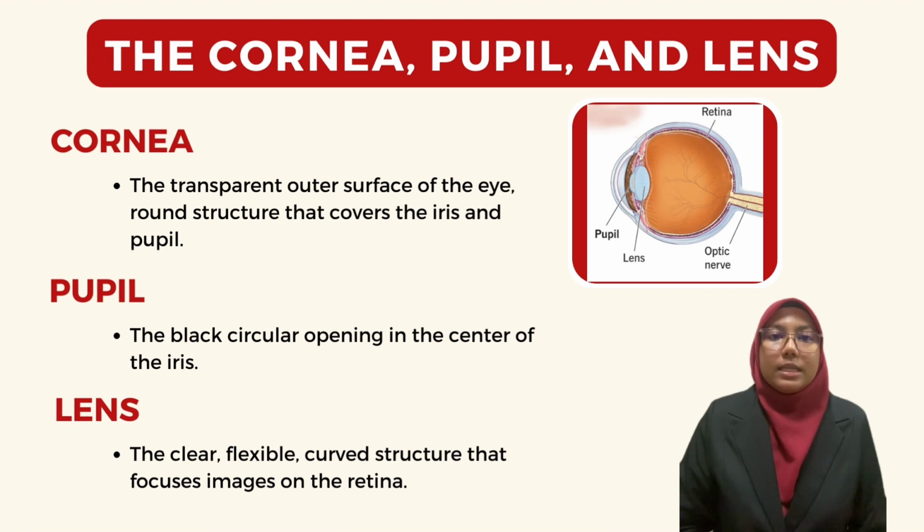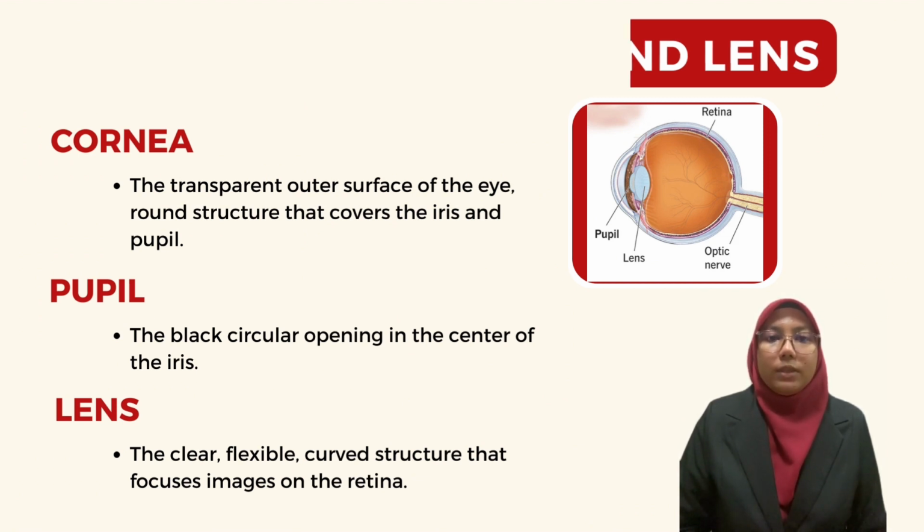Moreover, the pupil is the black circular opening in the center of the iris that permits light to enter the eye. Last but not least is the lens. It is the clear, flexible, curved structure that focuses images on the retina. The lens is contained within a clear capsule located behind the iris and the pupil. The lens can change shape, allowing the eyes to focus on near or far objects.